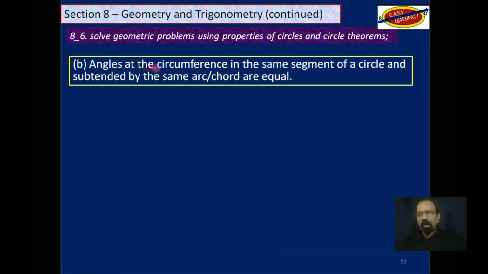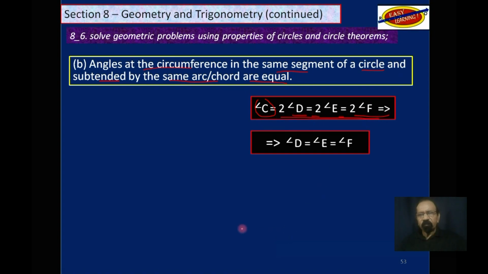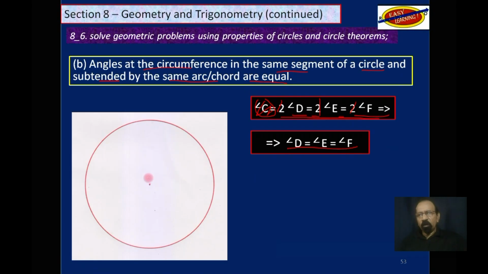The second one: angles at the circumference in the same segment of a circle and subtended by the same arc or chord are equal. This is a spin-off from the first one we just looked at. Remember, we said the angle at the center is twice the angle at the circumference at the other part of the circumference, which means that if we ignore the angle at the center, and we can simplify this, we get angle D is equal to angle E, which is equal to angle F. So now we will forget about the center here.